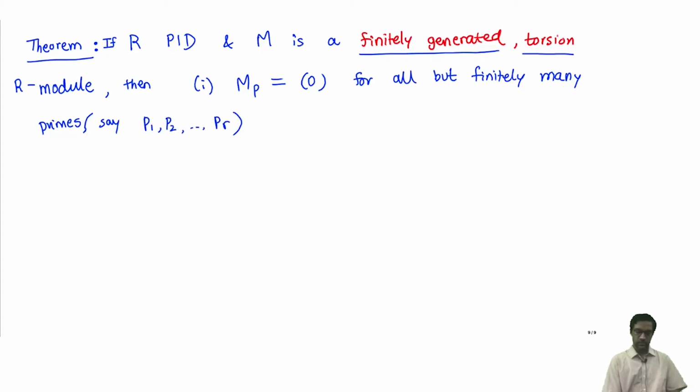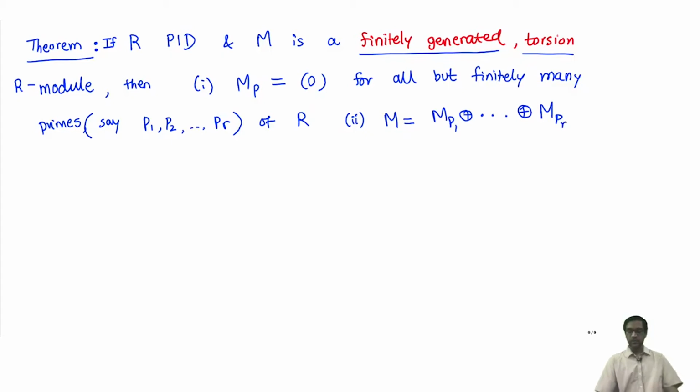So I'll just give the primes a name of R. Okay, so MP1, MP2, MPR are the only ones which are non-zero, and property 2 says M is actually the direct sum of these MPIs. You take the non-zero primary components, whichever primes give you non-zero answers, and the direct sum of those primary components is actually the whole module M.